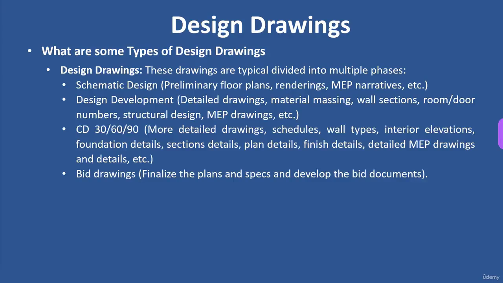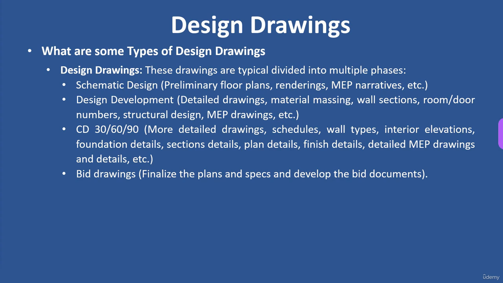Design drawings. So, what are some types of design drawings? Design drawings are typically divided into multiple phases. First phase is schematic design. That's when you want to start a project. You don't want to invest too much into designing it because you don't know what it's going to cost, you don't know what your options are. So you do some preliminary floor plans, maybe some quick renderings, maybe some MEP narratives to tell you how you envision the building systems to work, and then you can get a price on it. Then when you get that price, it kind of gives you a comfort level. How do I want to move forward with this project?